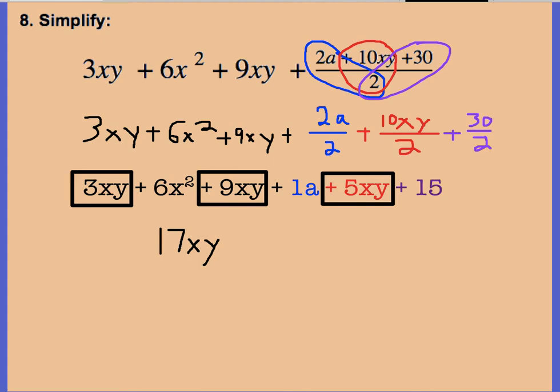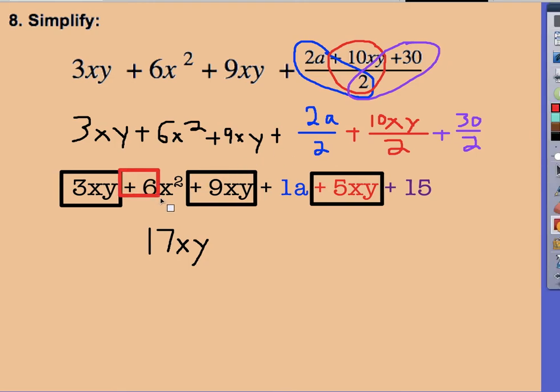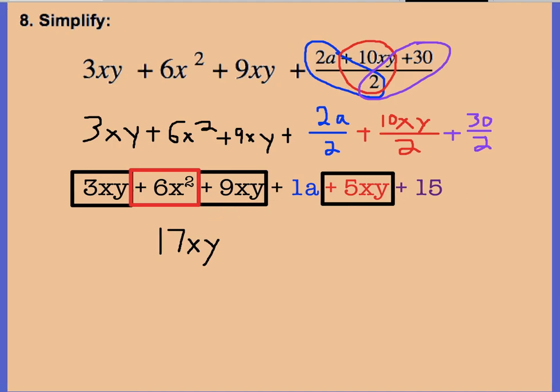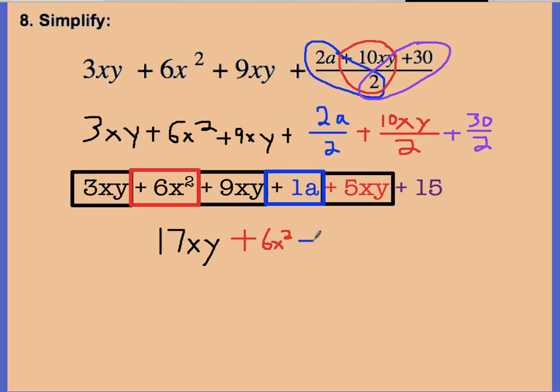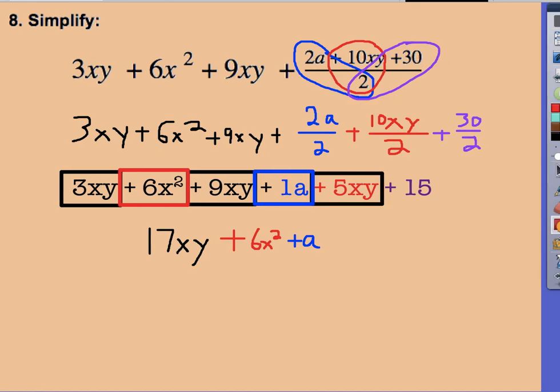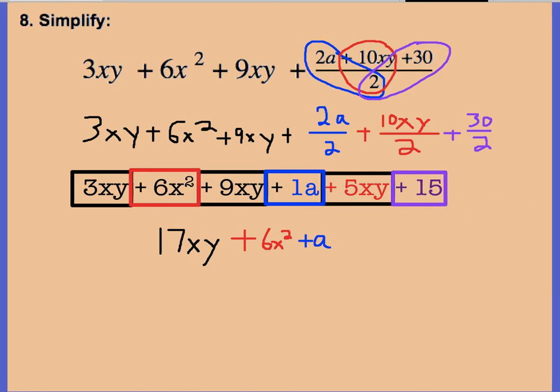All right, now let's go ahead and look at our next term, 6x squared. I don't see any other x squareds here. So I'm going to write 6x squared and then let's look at our next term. So I got this 1a. There's no other a's in this. So plus a. Remember, you don't need to write the 1 with that. And then that 15 is just kind of hanging on the end there. So we kind of know that that 15 is going to be by itself.